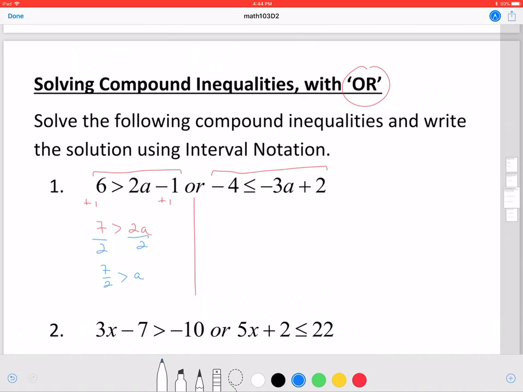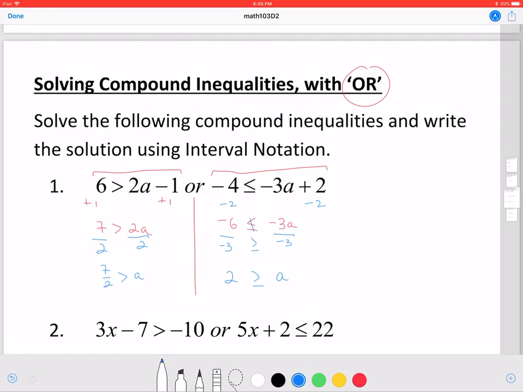Here we will subtract 2. So we have negative 6 is less than or equal to negative 3a. We will divide by negative 3. Be careful when you divide by a negative: the inequality symbol reverses. So we have 2, because negative 6 over negative 3 is 2, is greater than or equal to a. So we got these two separate solutions.